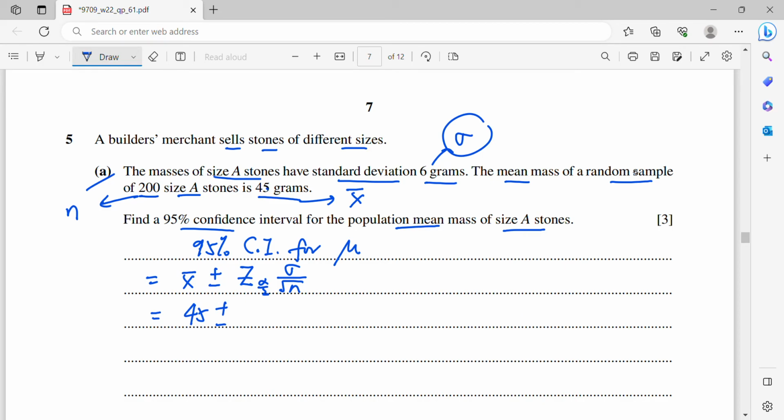Alright, now for this 95%, you need to refer to the graph. Middle is 0. We know that it is 95% in the middle. This is 0.95. Then another 5% will be shared by two parts, left and right side. So each part will be 0.05 divided by 2, and we end up with 0.025.